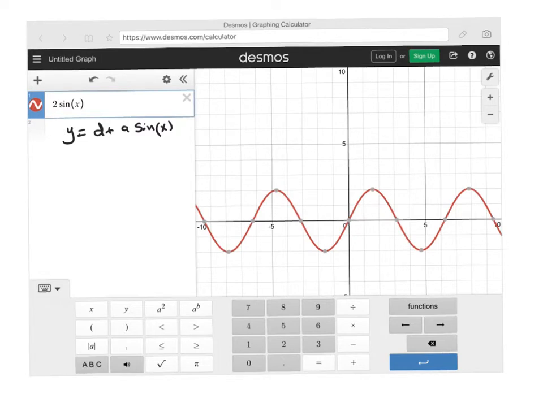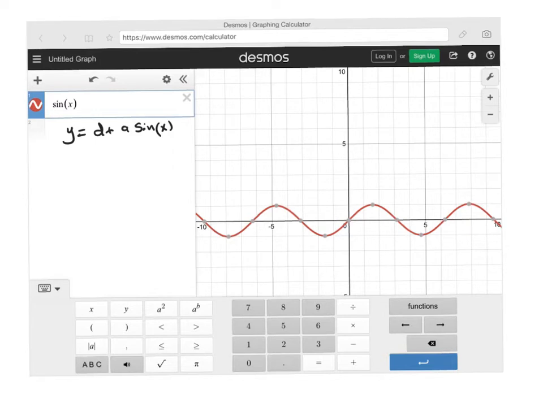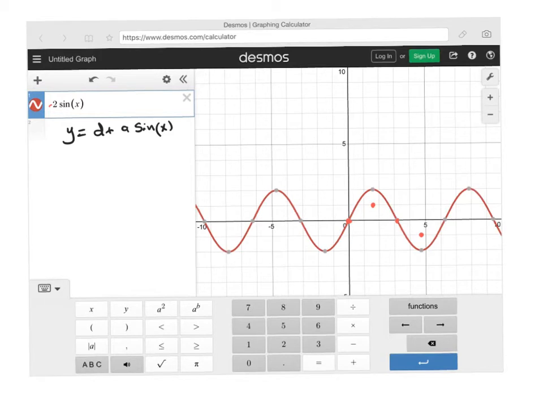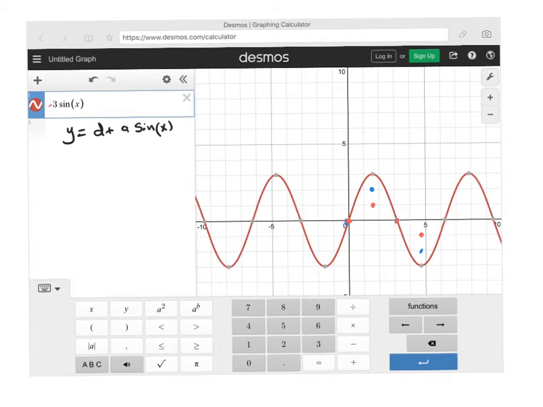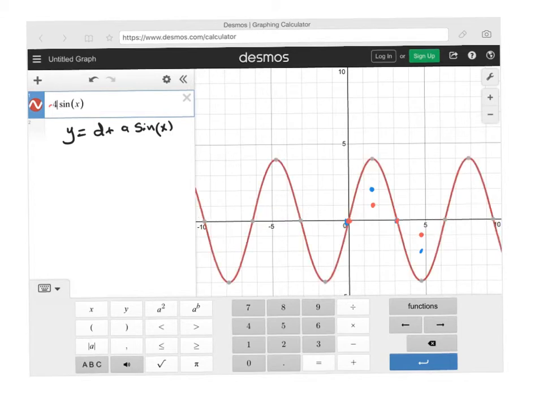If we go back, we see that we start at 0, 0, and then we go up to a maximum of 1, and then back to 0, and then down to a minimum of -1. If we put a 2 out in front, look what happens. Now, instead of going from 0 to 1, we go from 0 to 2, and then back to 0, and then -2. If I change this to a 3, it will go up to 3. If I change it to a 4, it will go up to 4.